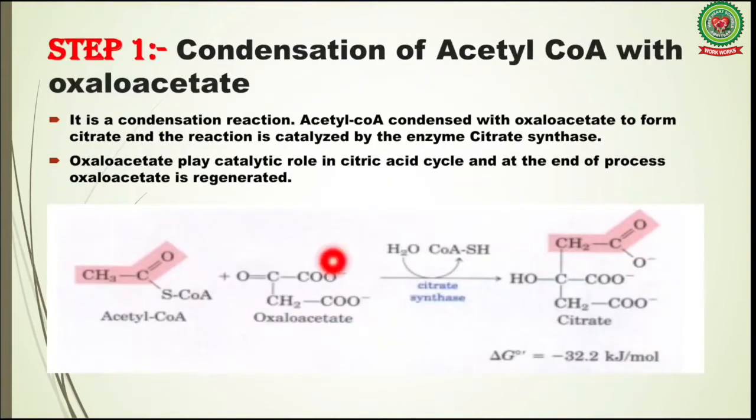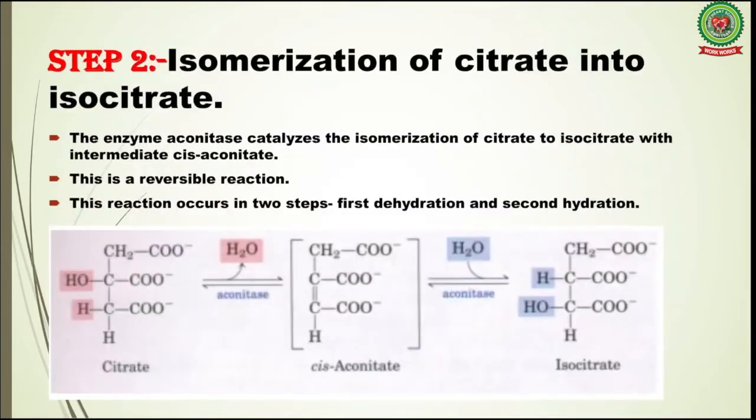Then first step, condensation of acetyl coenzyme A with oxaloacetate. So it is a condensation reaction. Acetyl coenzyme A is condensed with oxaloacetate to form citrate, and the reaction is catalyzed by the enzyme citrate synthase. Oxaloacetate plays a catalytic role in citric acid cycle, and at the end of the process, oxaloacetate is regenerated.